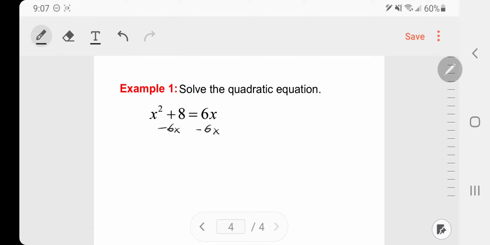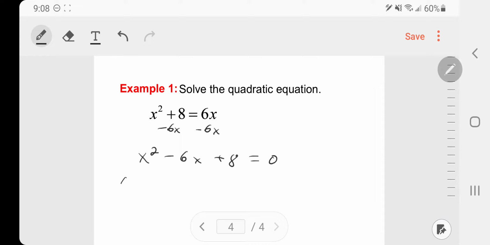Now, when I rewrite this, I want to make sure that it's in standard form where our exponents will be in descending order. None of those are like terms, so we have to write them separately or as separate terms. Okay, so now we can go ahead and factor this. It's now in standard form and it's set equal to 0.